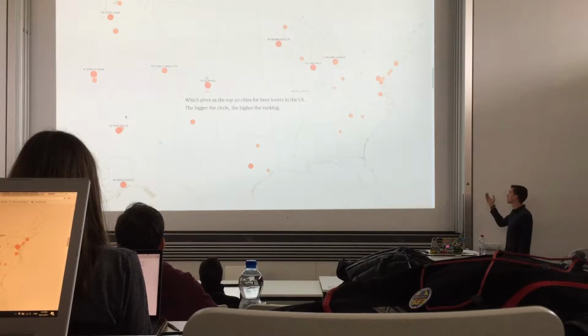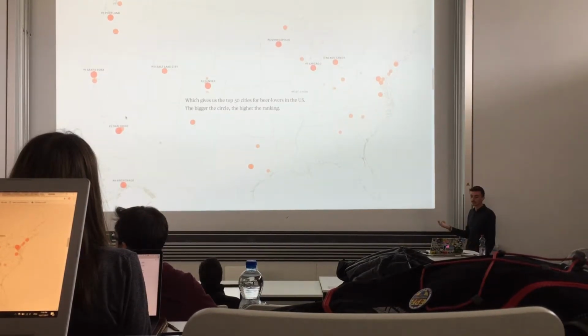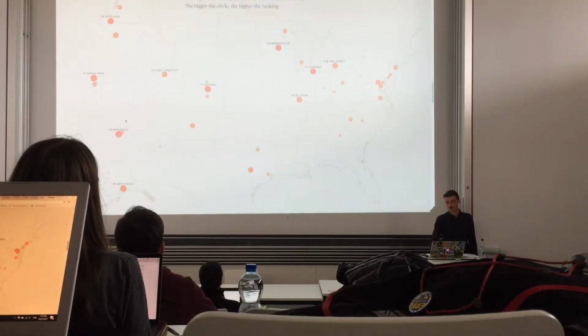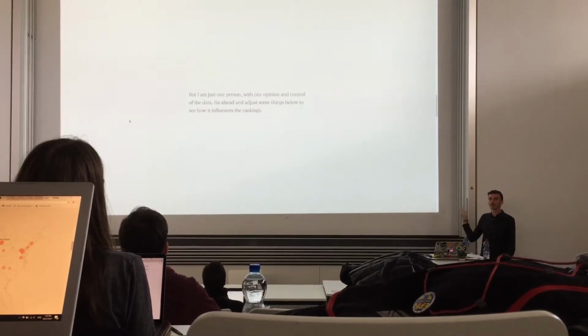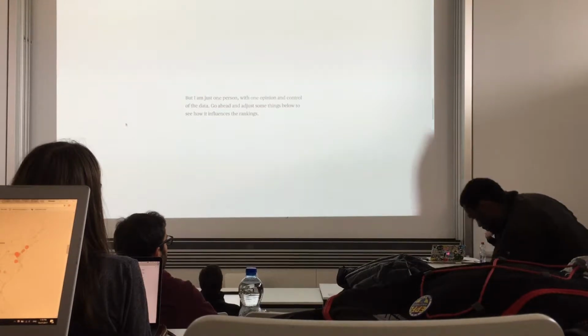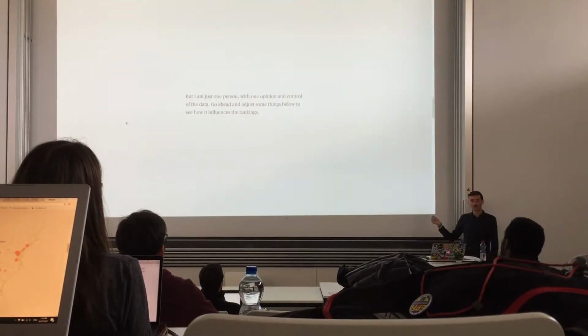So here's a ranking of the top brewers in the US. And obviously you're all asking, what does a top brewer mean? We all have our favorite beers, we all enjoy different things. And this is what he says: add a caveat to your data. Anytime you present something, you're making a choice. The data doesn't speak for itself. You're choosing something when you represent this data.